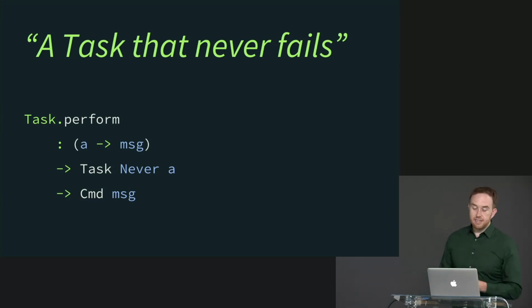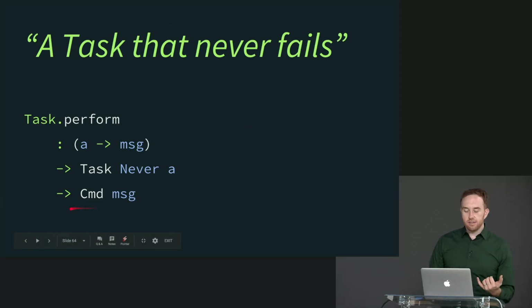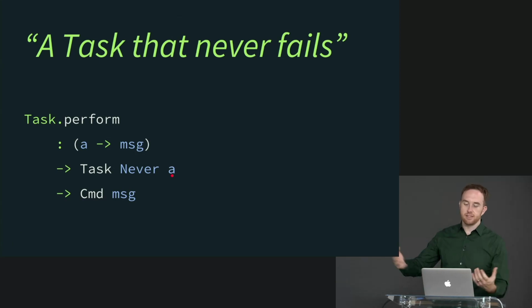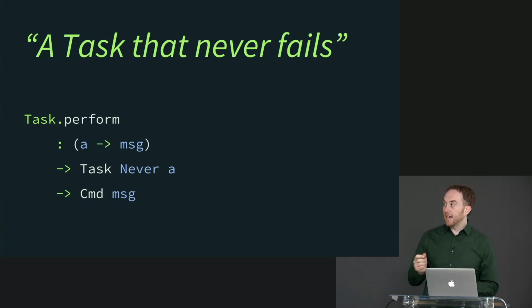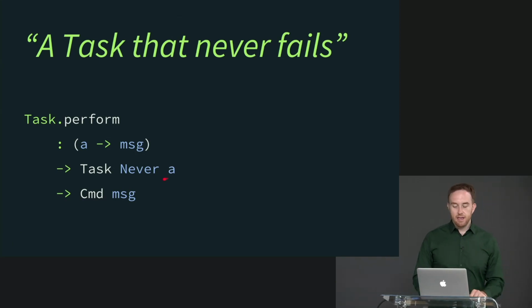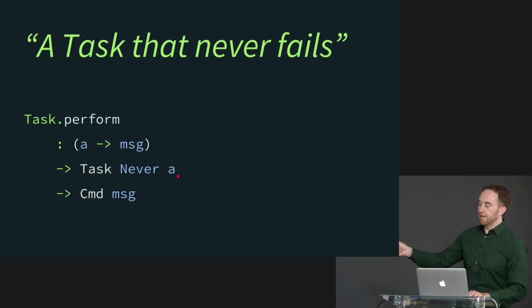And by default, tasks, much like result, have both an error type as well as a success type. So you can say, like, I have a task, for example, http.error, as well as whatever the success value of your HTTP request is based on what it's decoding. And what task.perform is saying right here is, first it's saying, OK, I need a way to translate your success type into a message. And I need you to give me a task that never fails.